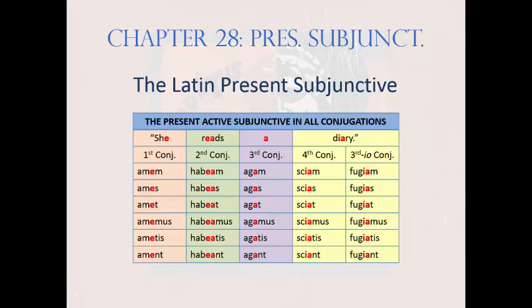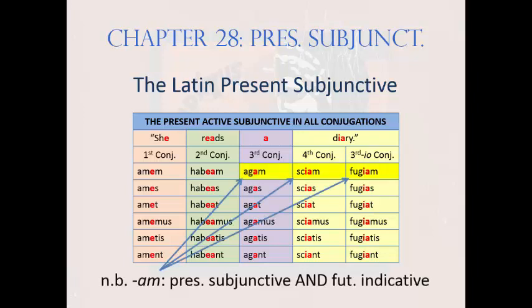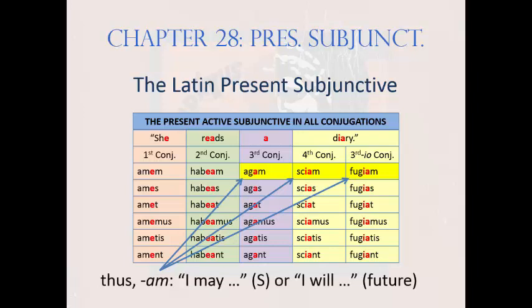Notice anything unusual or notable? Look at the first person singular subjunctive in third, third IO, and fourth. It's exactly the same as the future. In other words, agam here can mean either I may, might, whatever, subjunctive, or I will, future. Not so the other forms, where the future will have e, for example, ages, you will drive, or the subjunctive, a. For example, agas, you drive subjunctively.